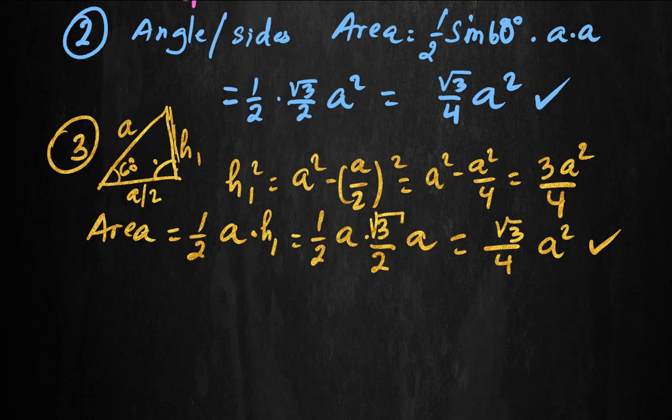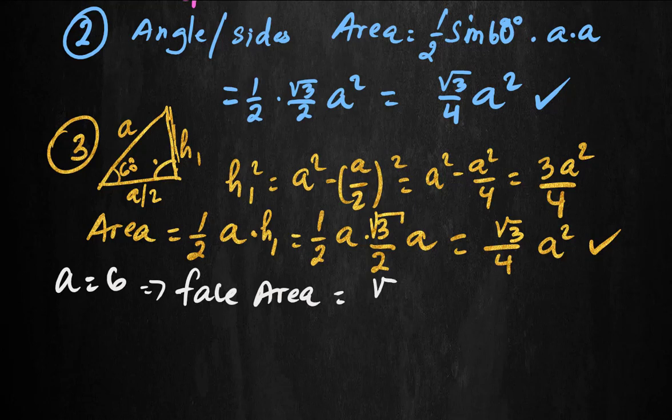Also, all three situations, all three methods gave us the same result. Since in our situation a is equal to 6, we are going to plug in, and then we answer the first question. So the face area is equal to square root of 3 over 4 times 6 squared. That means 36 over 4 is 9 square root of 3. Very good.